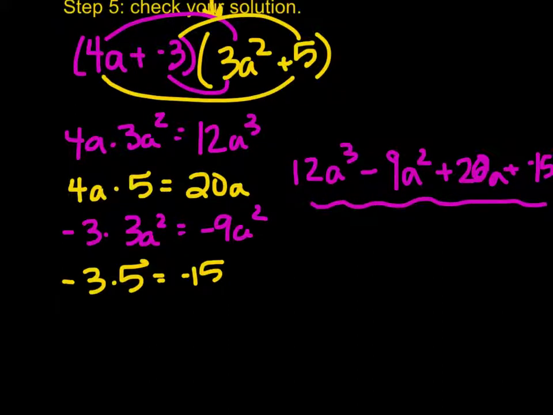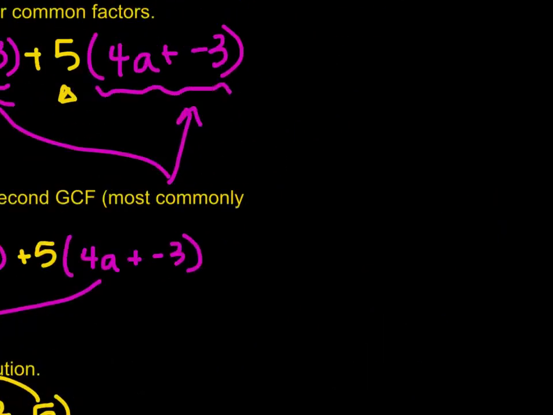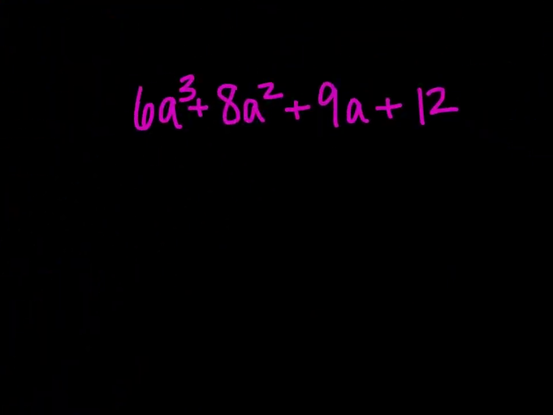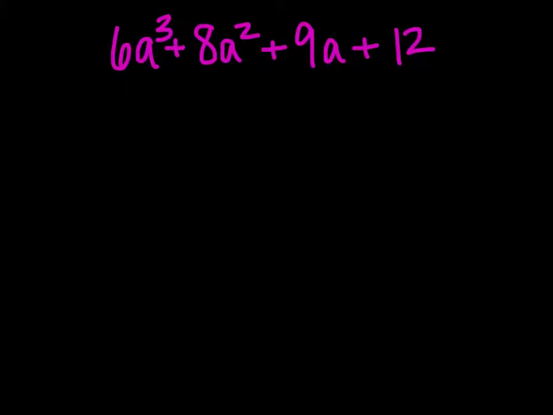Okay, so now what we're going to do is practice another problem. Let's see if I can find it. Here we go. So 6a to the third plus 8a squared plus 9a plus 12. With this particular problem, we are first going to group like terms. And the like terms that I see are these ones, mainly because there's 2's that I can take out of here and a's that I can take out of here. And I see commonality of 3's in this one. So that's what I'm going to focus on.